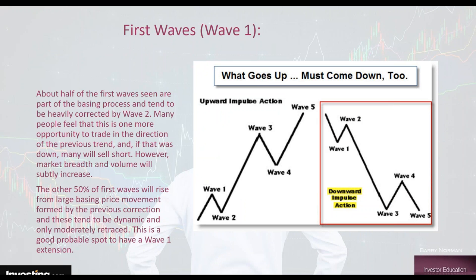Now, about half of the first waves seen are part of the basing process and tend to be heavily corrected by wave 2. Many people feel that this is one more opportunity to trade in the direction of the previous trend. And if that was down, many will sell short. However, market breadth and volume will subtly increase.